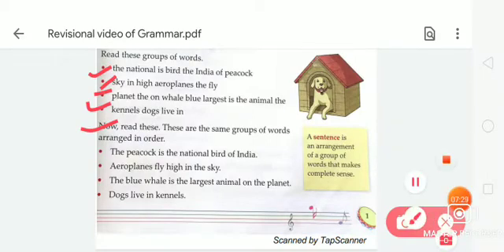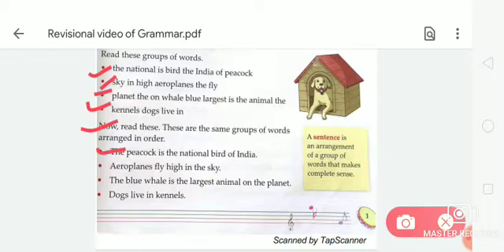Student, can these given groups of words make any sense when you read them? Now tell me, does this group of words make any sense to you? The national is bird, the India of peacock. No, it doesn't make any sense. So for that, we must arrange this given group of words in a proper way, in a proper order.